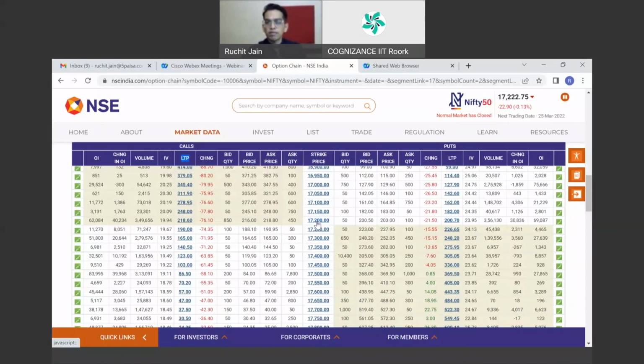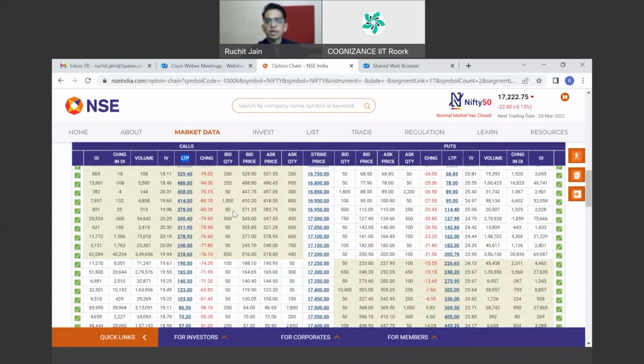And all these put options, which have a white colored background, are out of the money options. Now, all strike prices above 17,200, that is 17,250, 17,300, 350, 400, 450, 500, all those call options in white background are out of the money options, and all those put options are in the money options. On both sides, the ones in gray color are in the money options, and the ones in white background are out of the money options.